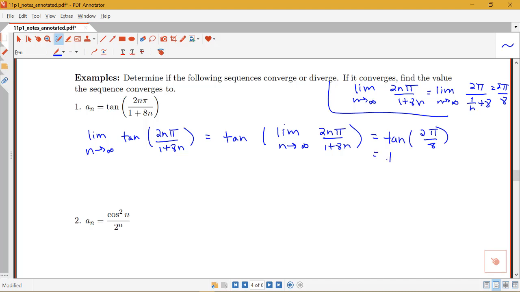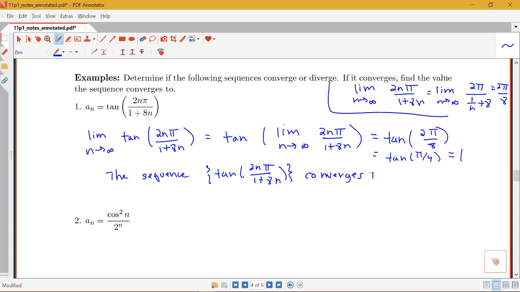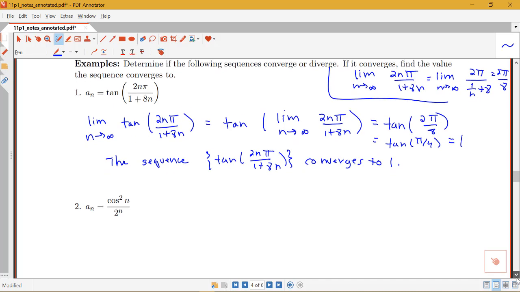Notice that this is tangent of pi fourths, and tangent is defined at pi fourths, so we're good with the steps that we've taken here. Tangent of pi fourths is equal to 1. So we can say that our sequence, in this case, and here I'll write the full sequence, tangent of 2n pi over 1 plus 8n, converges to 1. Remember, anytime we're starting a question about sequence convergence, we're going to be looking at the limit of the nth term.